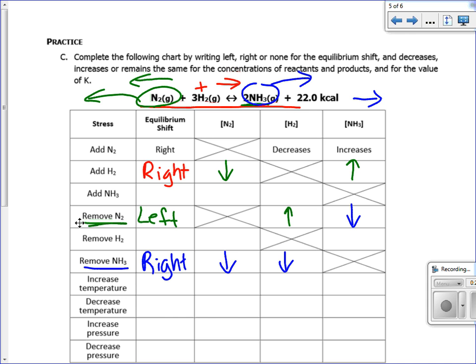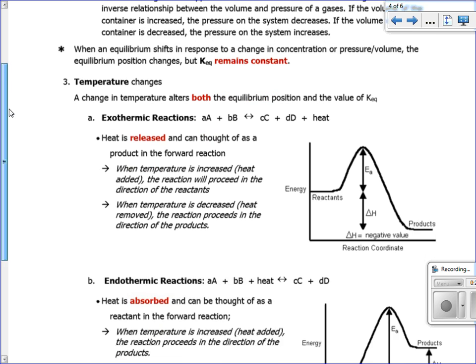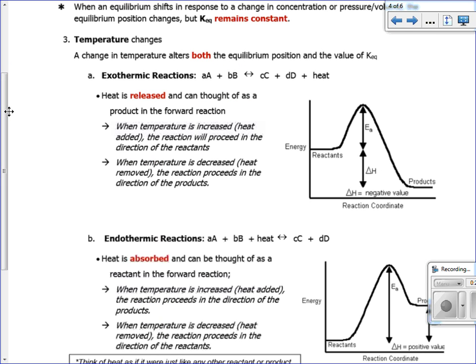So let's talk about temperature. What happens when we change temperature? We need to look here at our reactions. Remember, we have exothermic and we have endothermic. If we have an exothermic reaction, we are releasing heat. Where does the heat belong? Is it a reactant or a product? See right here how they put it on the product side. Okay? It is a product.